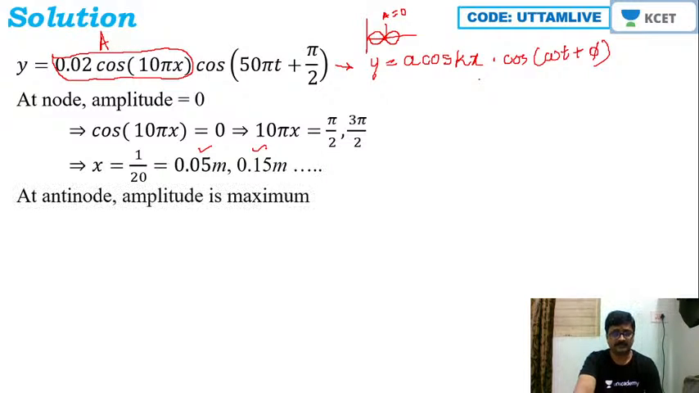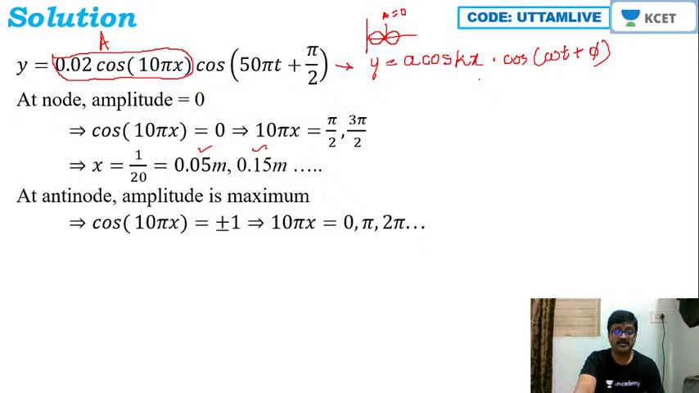Then at an antinode, amplitude is maximum, so cos of 10 pi x should be equal to plus or minus 1. So I can say that 10 pi x can be equal to 0. At 0, cos is plus 1, at pi cos is minus 1, at 2 pi cos is plus 1. So likewise, n pi would be the general value for this, is it not? So if you substitute 10 pi x is equal to 0, you will get x equal to 0. If you put 10 pi x is equal to pi, then you will get x is equal to 1 by 10. 10 pi x is equal to 2 pi, you will get x is equal to 1 by 5. So likewise, I can get the values as 0, 0.1, 0.2, and so on, right? So this is the position of antinodes.